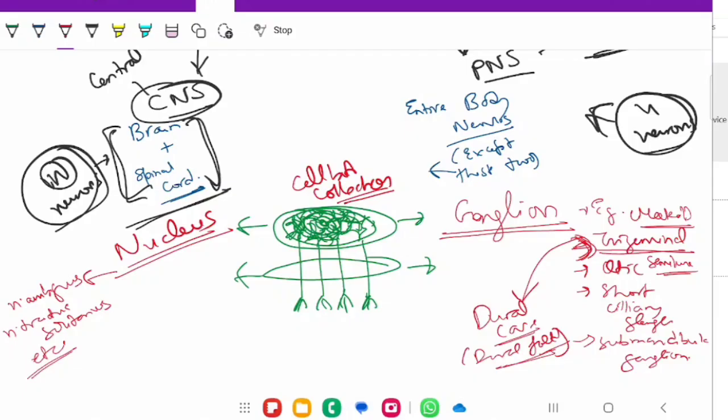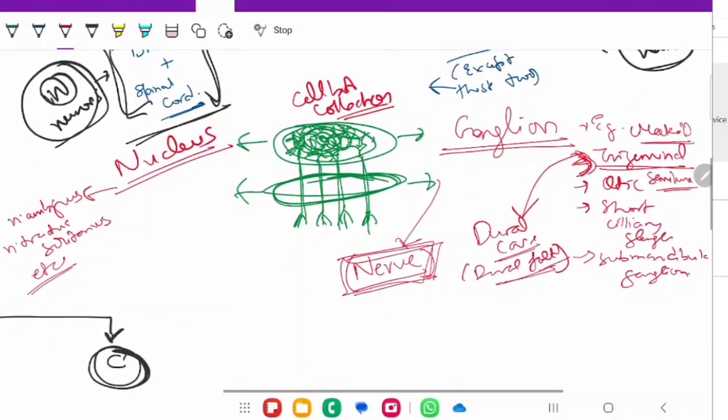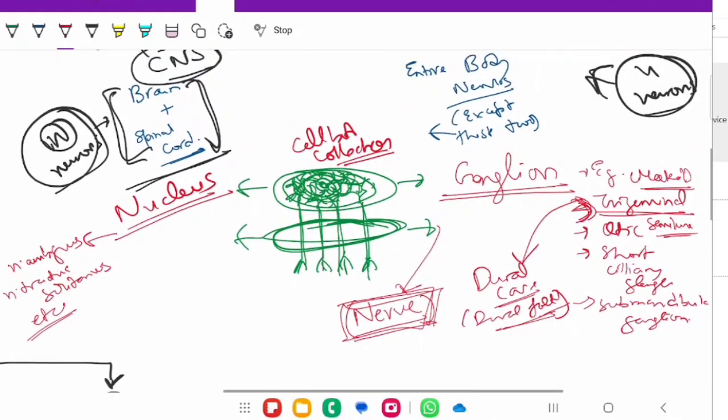Similarly, if we look over here, of those neurons there will be axons coming as well. So those axons will also form a collection. Those collection of axons outside brain and spinal cord will be known as what is the most common and famous name? Nerve. That is the most common and most famous name that laymen are also aware of. But nerve is what? Now we know. Nerve is nothing but a collection of axons outside brain and spinal cord.